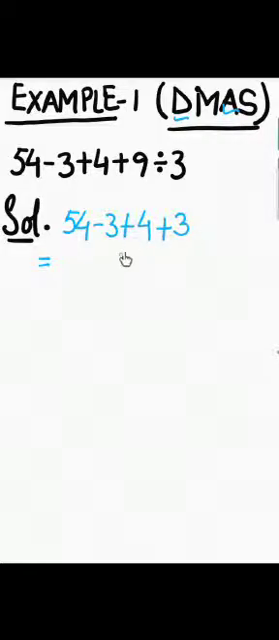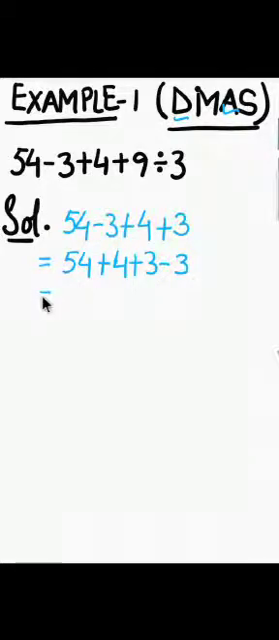So we will add the numbers. Now which numbers are to be added? We will add those numbers which have plus sign before that, and you know that when the number has no sign before that, that means it is having plus sign. So we are going to add 54 plus 4 and plus 3. We are going to subtract this 3 later on. We will not add this 3 here, because it has minus sign, right?